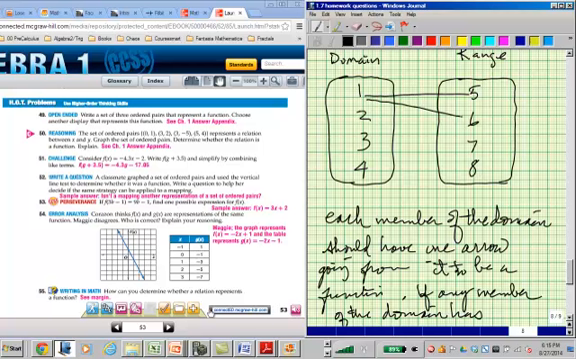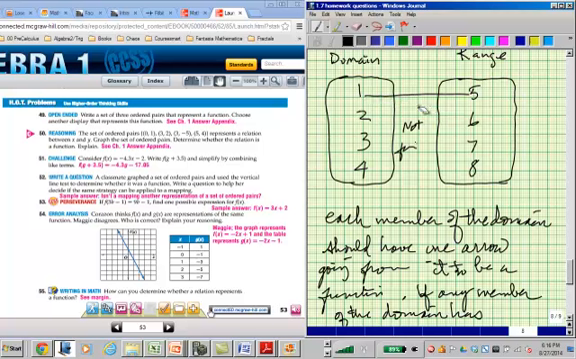If any member of the domain has more than 1 arrow going to the range, it is not a function. You can have multiple arrows going to the range. You cannot have multiple arrows coming from any member of the domain. So that's the question: are there multiple arrows coming from any member of the domain? If there are, not a function.